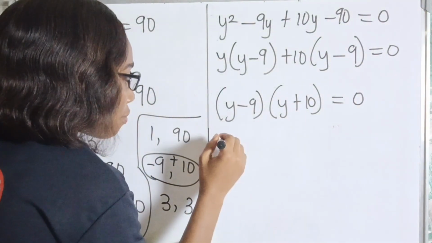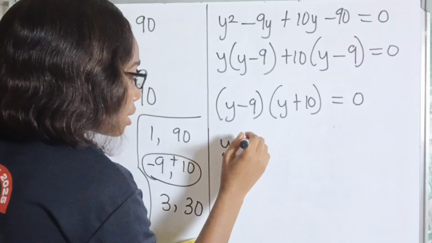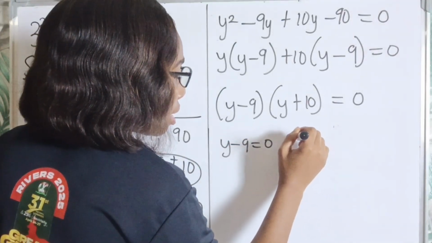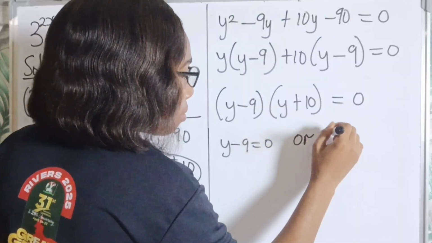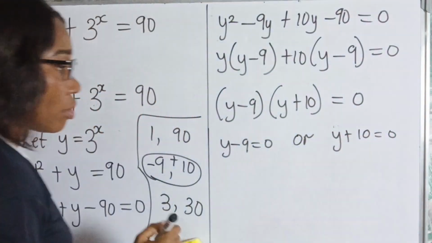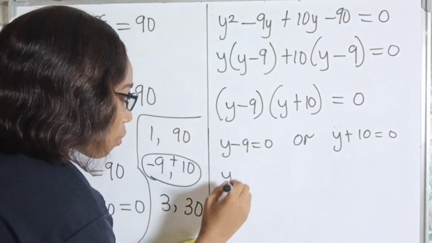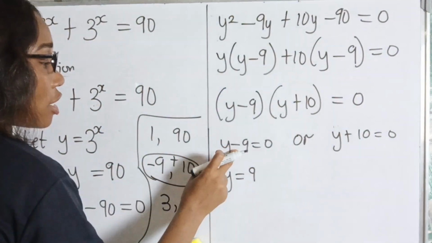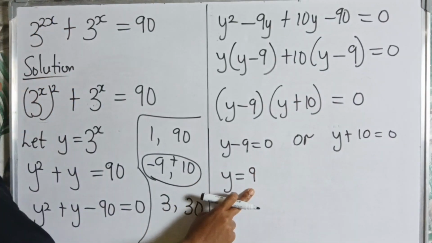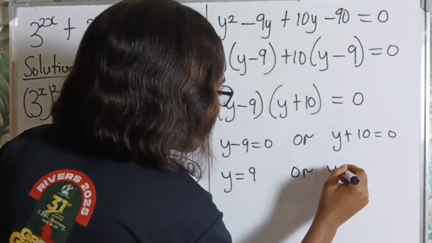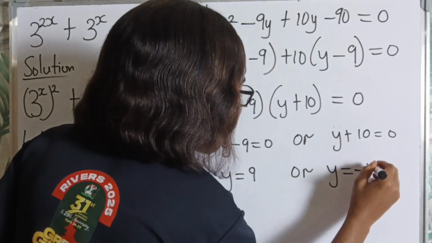So now I have y minus 9 is equal to 0, or y plus 10 is equal to 0. So my y is now equal to 9. It was minus 9 here; it crosses over and becomes plus 9. Or my y here is now equal to minus 10.